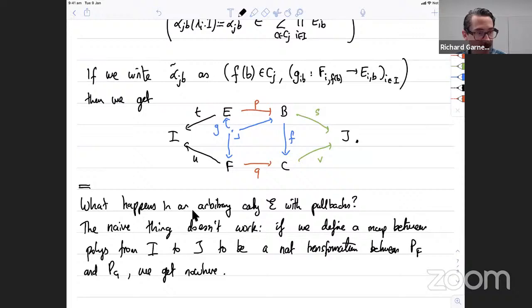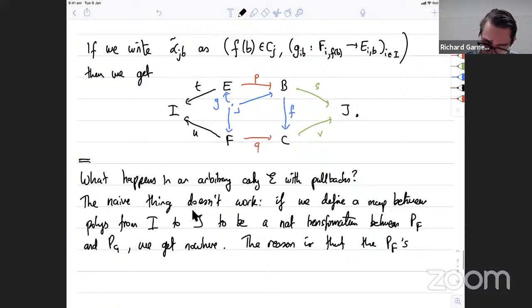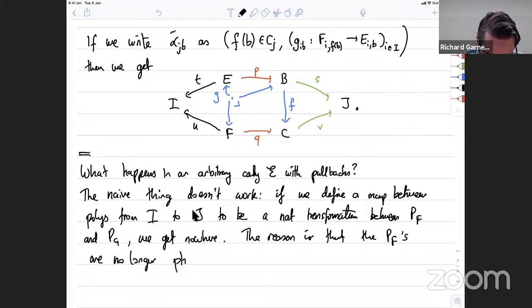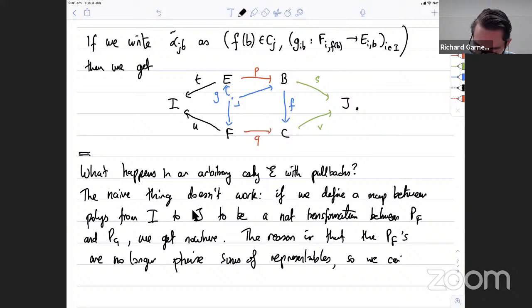And the reason for this is that the PFs are no longer point-wise sums of representables. So we can't apply the Yoneda lemma. And in general, it's sort of completely unclear what these general natural transformations would be.